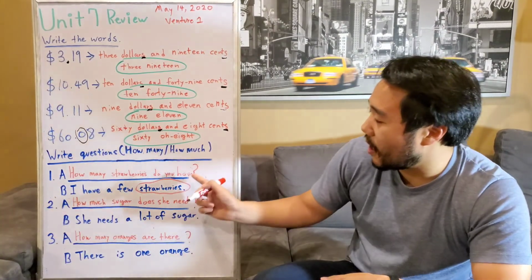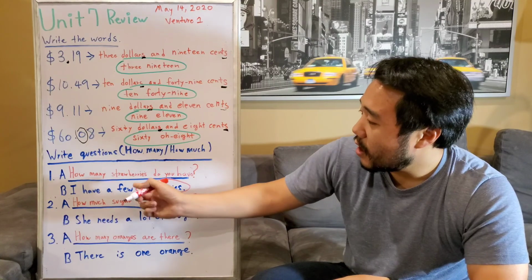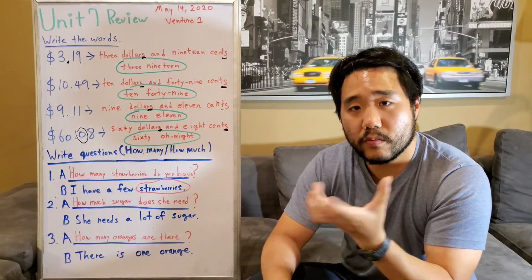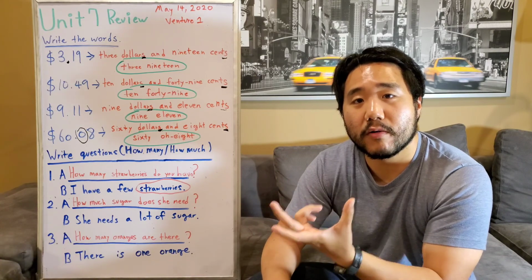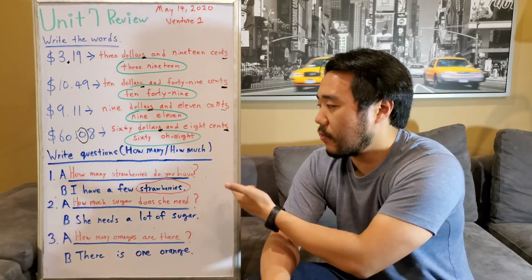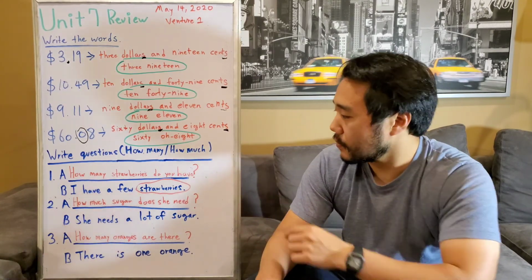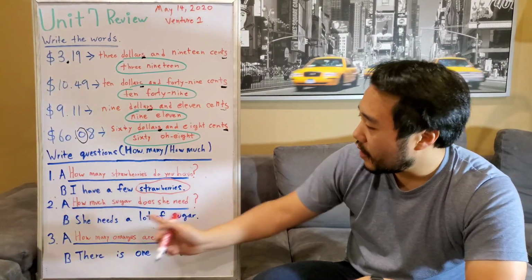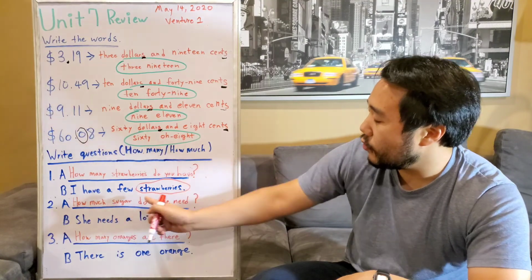So, have and have. And remember, when we're asking questions with how many, the noun has to be in plural form. So, how many strawberries, right? So, one more time. How many strawberries do you have? I have a few strawberries.